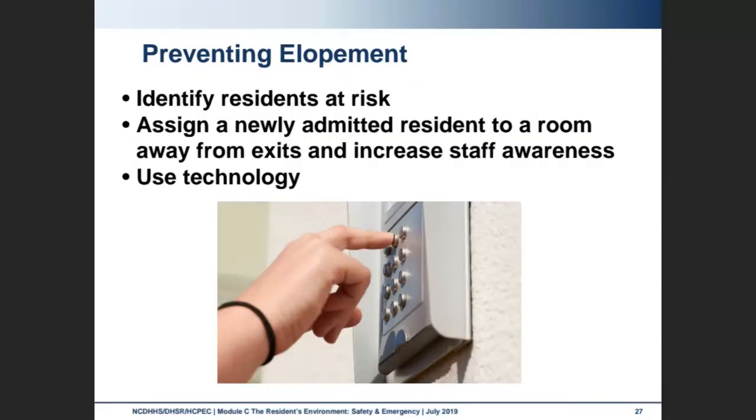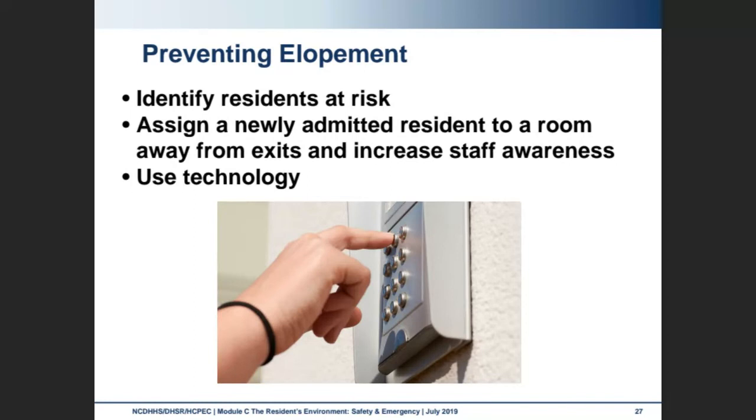We can prevent elopement by identifying residents who are at risk. So for example, a resident who has a history of wandering. Assign a newly admitted resident to a room away from the exit and increase staff awareness of the risk of elopement so that they can be more diligent in keeping a closer eye on these new residents. Elopements tend to occur within the first few days of new admission to a facility.